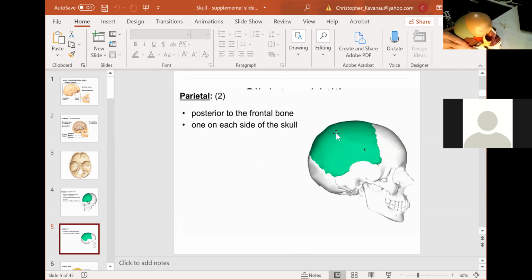And then looking laterally, we have the parietal bone, and there's two of those. On this side, the parietal bone has been removed, so you can see here that they're symmetrically located, all right? Again, here in yellow, this is the frontal bone, anteriorly located. And just posterior to the frontal bone, located laterally, we have these two parietal bones. Again, this one has been removed so we can peer inside the skull.